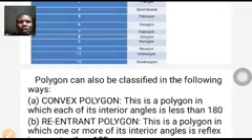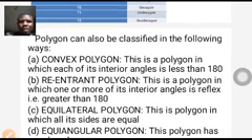Now, polygons can also be classified in the following ways. Number one is convex polygon. This is a type of polygon in which each of its interior angles is less than 180. The second one is reentrant polygon. This is a polygon in which one or more of its interior angles is reflex, that is greater than 180. A polygon that has one or more of its angles reflex, that is more than 180, that kind of polygon is called a reentrant polygon.